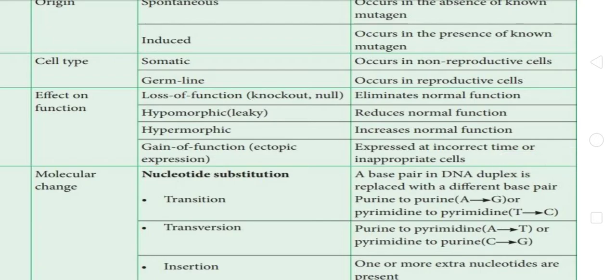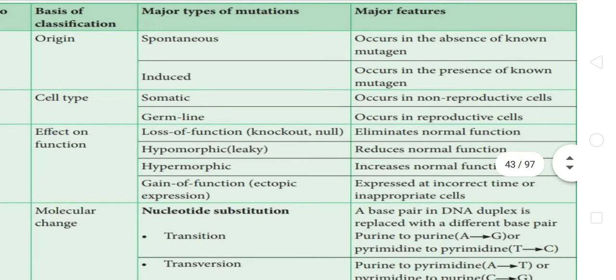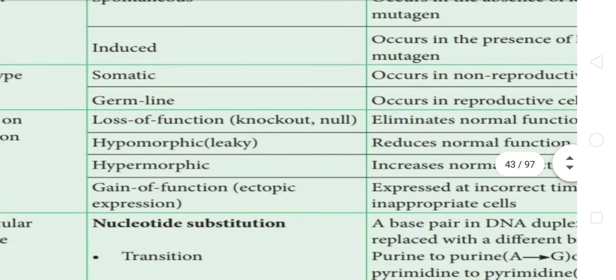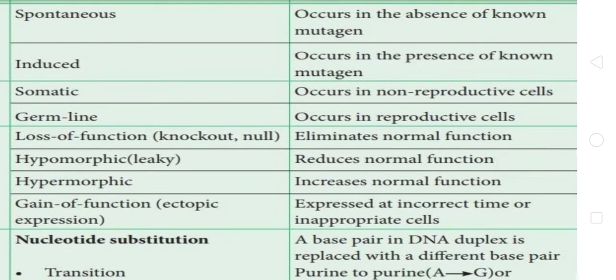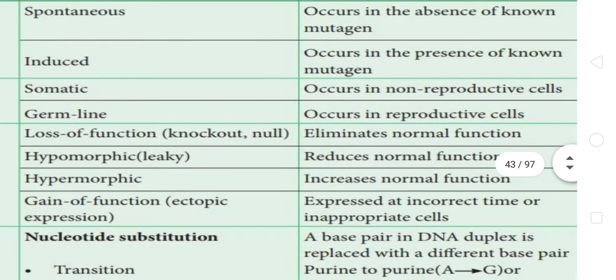It is again divided into four types. The first is loss of function. If a mutation occurs that does not cause any kind of problem and shows the normal function, it is called a knockout mutation. The second type is hypomorphic: exposure to the mutation at a very low level is called hypomorphic, and it slightly reduces the normal function. If the exposure to the mutation is at a higher dosage level, it is called hypermorphic, and it can increase the normal function. This is the effect of mutation.